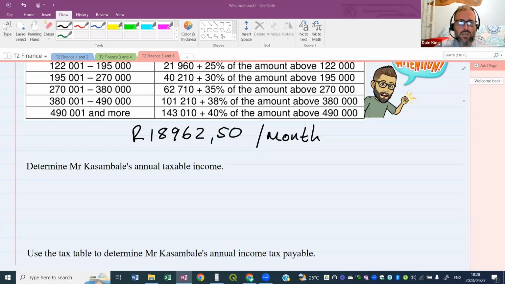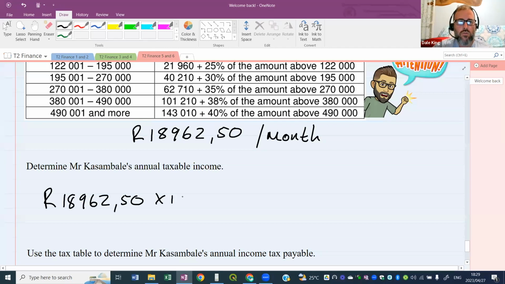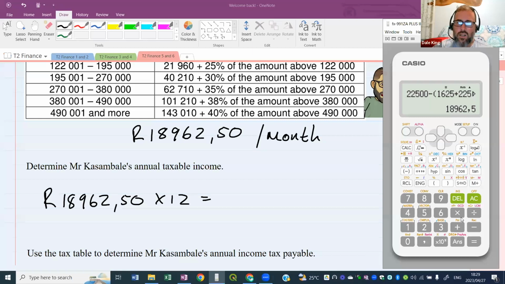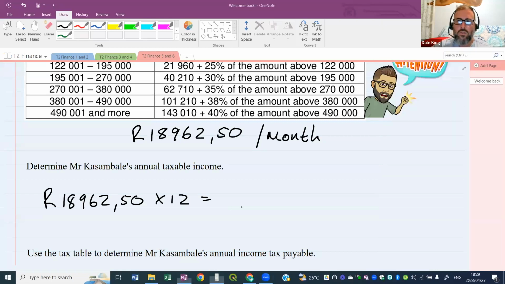Fast fingers. So we need to take this monthly taxable income and change it into an annual. Annual means for a year. So to change a monthly value into an annual value, we've got to multiply by 12. Nice and easy. My answer's still in the calculator. I just go times 12. There we go. So 227,550.